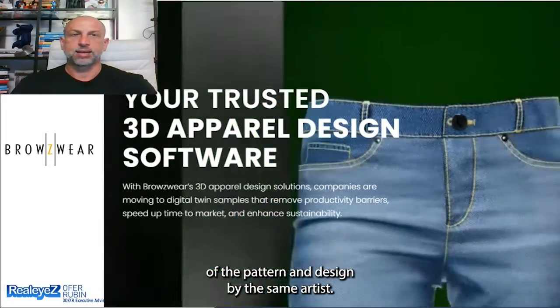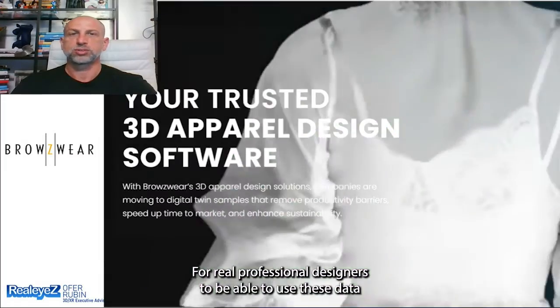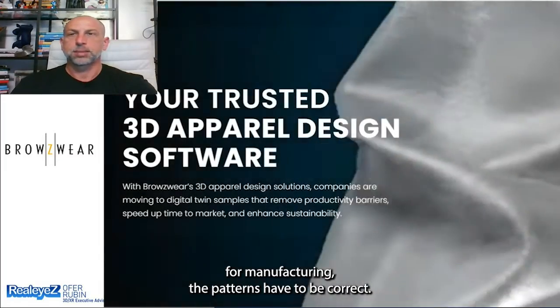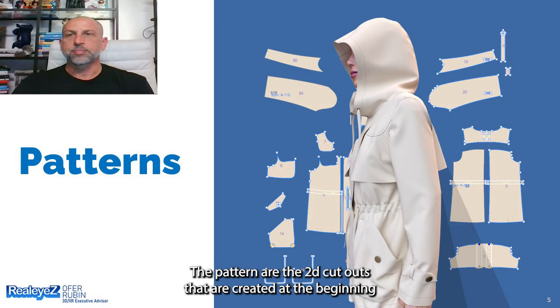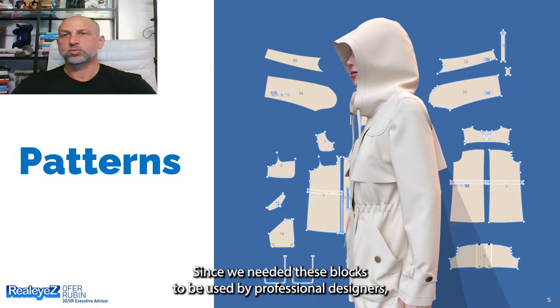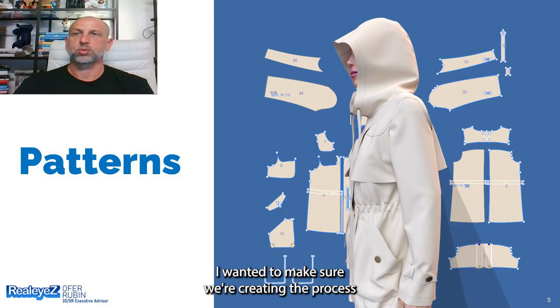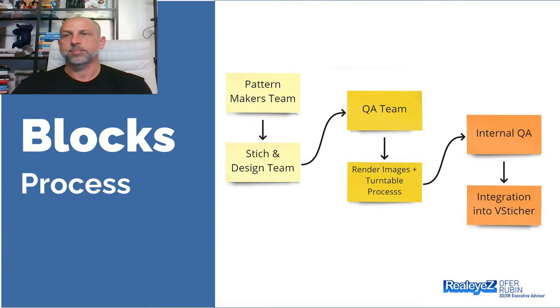Although many 3D designers use vStitcher and Marvelous to create impressive looking clothes and create the whole process of the pattern and design by the same artist, for real professional designers to be able to use these later for manufacturing, the patterns have to be correct. The patterns are the 2D cutouts that are created at the beginning and which are then stitched together to create the 3D garments. Since we needed these blocks to be used by professional designers, I wanted to make sure we're creating the process exactly as it is created in the real world.